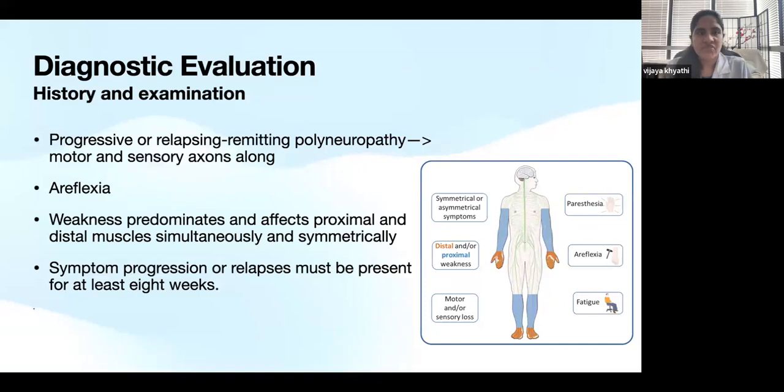Diagnostic evaluation. Usually when the patient first comes, the things we need to look for are whether this is the progressive type or the relapsing-remitting type, and whether the patient has any weakness or sensory deficits. On examination, we need to look for areflexia.